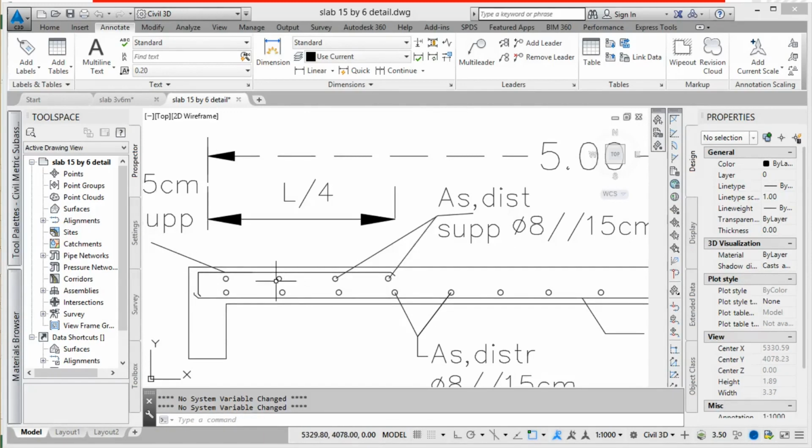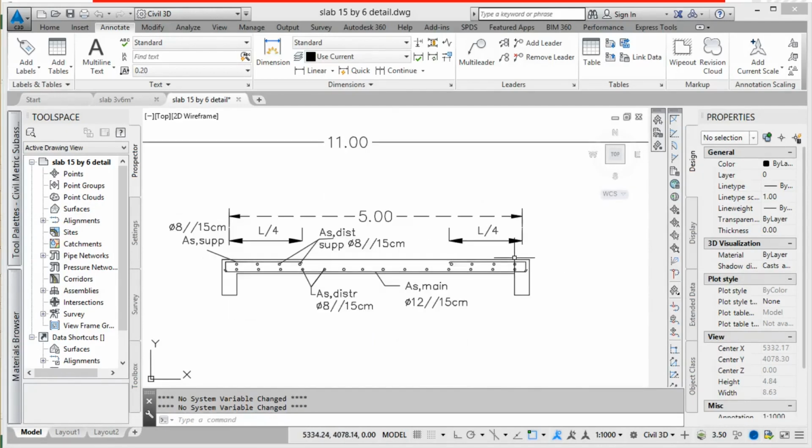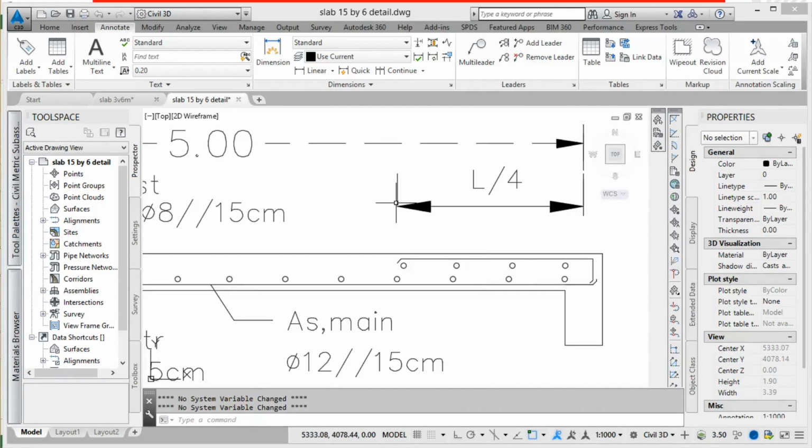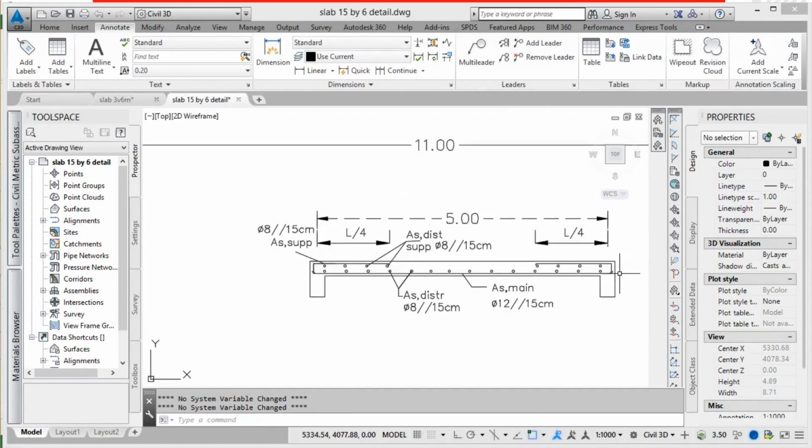And here this reinforcement was placed to protect from cracks due to the rigidity here, because we can have a positive moment here and a negative moment on the corners. So we place this reinforcement on this distance L divided by 4.